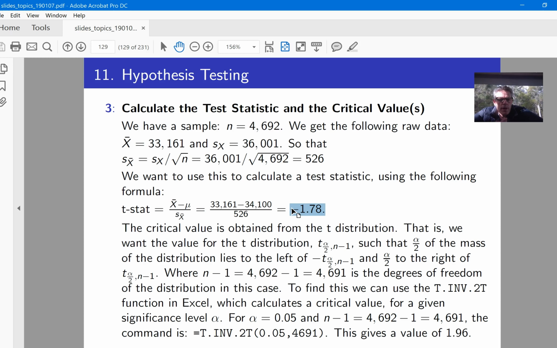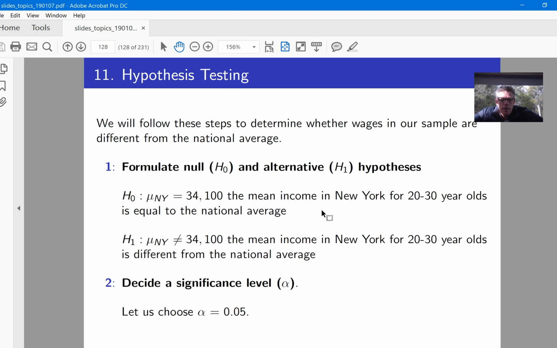And now all you need to do is to have some criterion for deciding, is that close to zero or is that far from zero? You can't just look at the number and say it's close or not close. You have to have some criteria, some means of judging. And that's actually where the significance level comes into play.